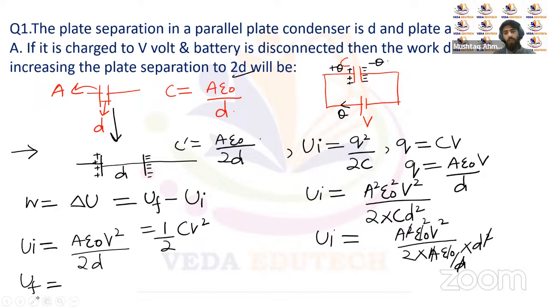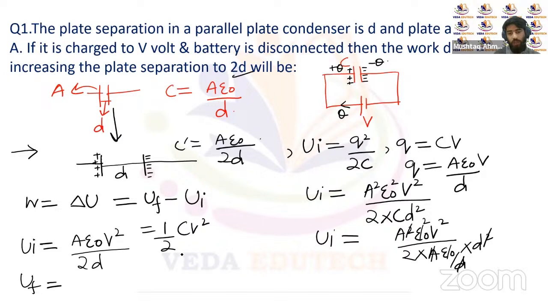And for the final potential energy, what's going to happen when we're changing the capacitance of the capacitor? The electric field strength between the two plates of the capacitor will be the same. It is not going to change. But what is going to change is the potential difference between the two plates of the capacitor.